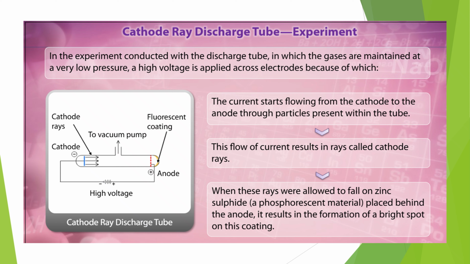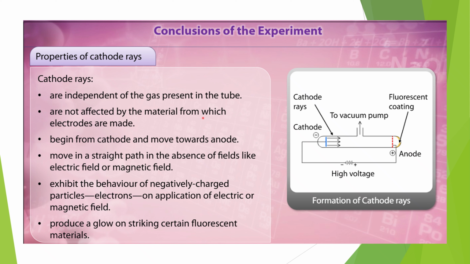What was the conclusion? What did we find out from this experiment? First, the cathode ray showed various properties, among which the most important one was that these rays are independent of the gases present in the tube. That means either you take hydrogen, helium, or any other gas, the properties of the cathode rays will remain as they are. The second point, they are not affected by the materials from which the electrodes are made. You can make the cathode or anode from any material, but the properties of the cathode rays will not change.